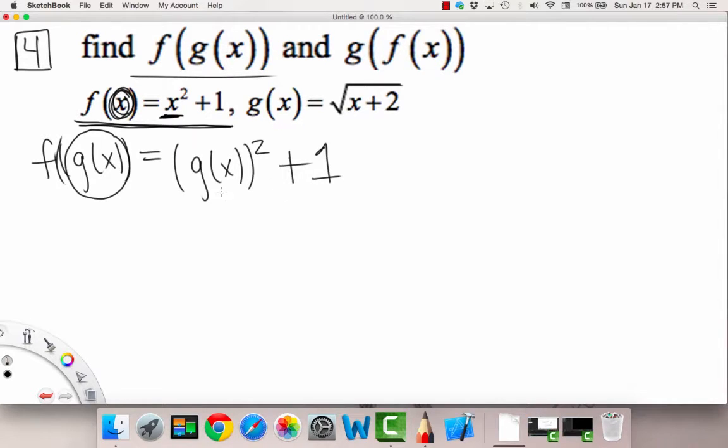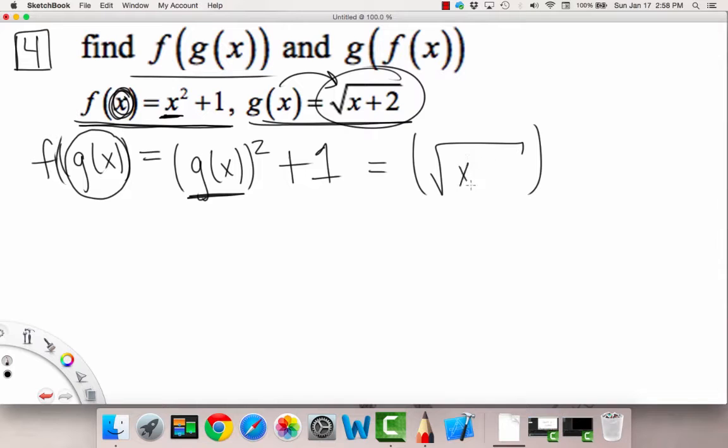Now we have to think of something more specific than g of x. And we do have extra information: g of x can be represented by this formula here, which is square root of x plus 2. So we're going to plug that into our g of x spot. This is going to be in parentheses. We put in the square root of x plus 2, and then being squared, plus 1. Alrighty? If we continue simplifying, very conveniently, the square root and the squared cancel.